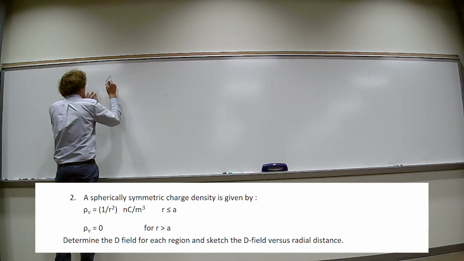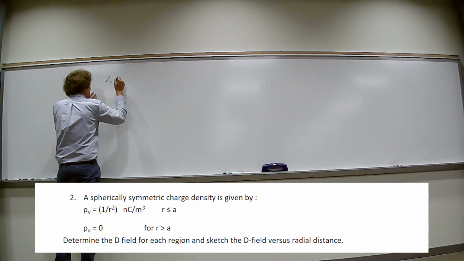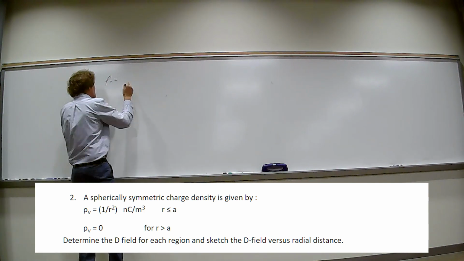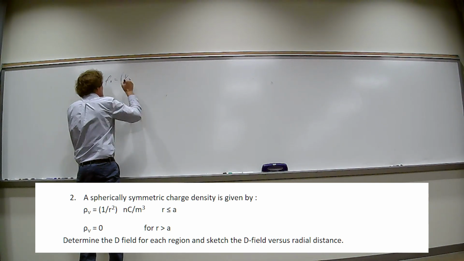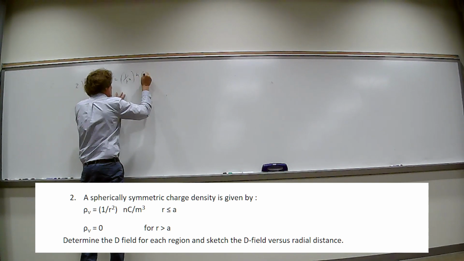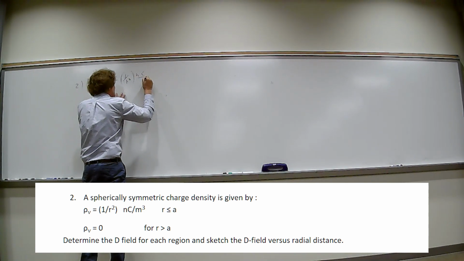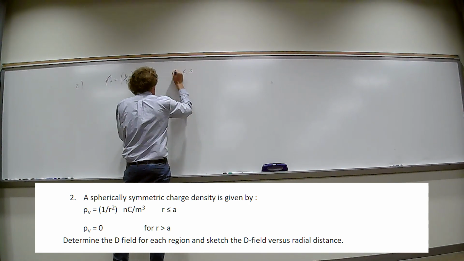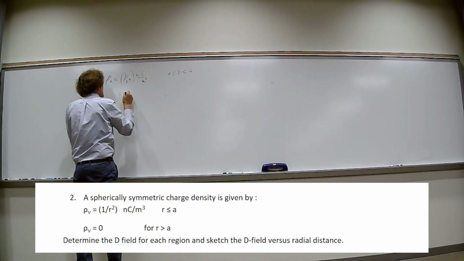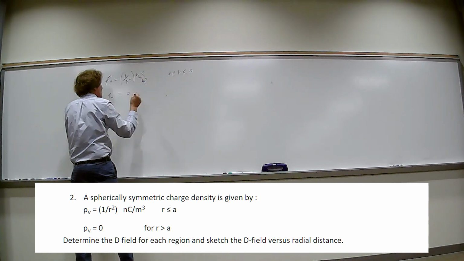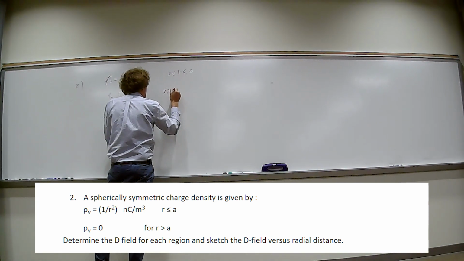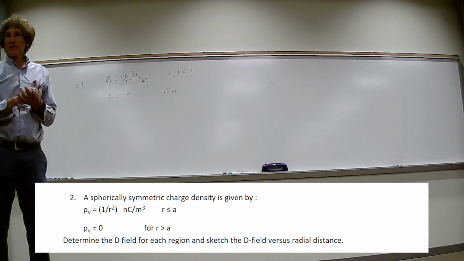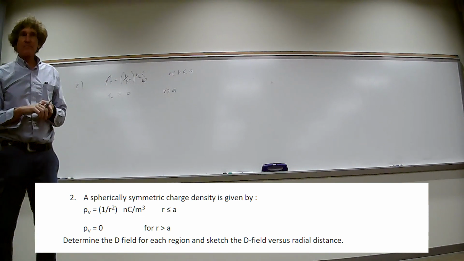I give you a value of the actual volume charge density as, tell me what it is. 1 over r squared. Just 1 over r squared. And it's in nanocoulombs per meter cubed, right? And this is for r less than a, greater than 0. And rho v equals 0 for r greater than a. Y'all with me? Do you remember this problem on the board? Anybody? That's where it came from.